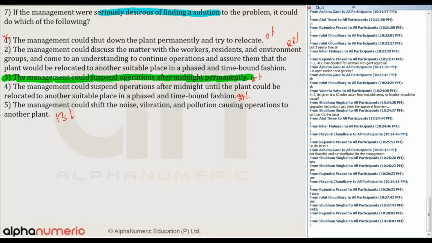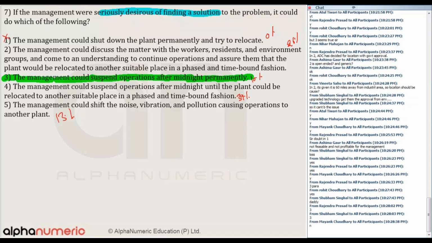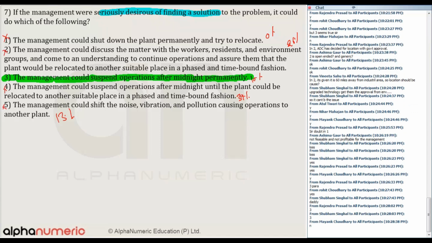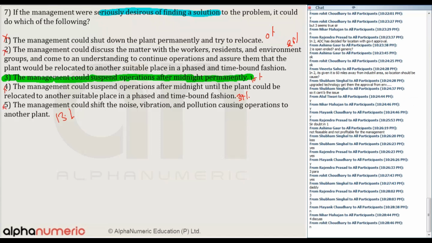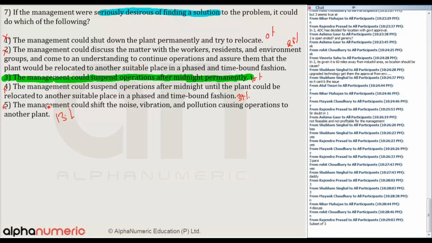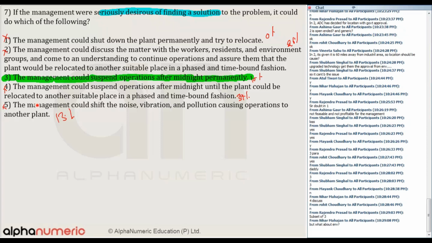Anyone want me to discuss any of the options? Any other option? Can the answer be option number 2 and 4 and 5? Like fourth, the management could suspend operations after midnight until the plant could be relocated. Again, Nihar, try to understand that relocation is going to cost a lot of money for the management. 100 crores has been already invested here. So I think by the time they are relocated, it is going to take a lot of years. Yes or no? It will take a lot of time. Okay. And what is happening to the environment?